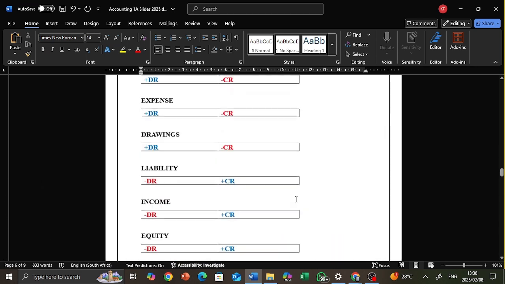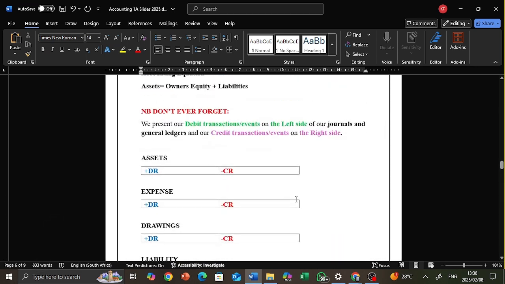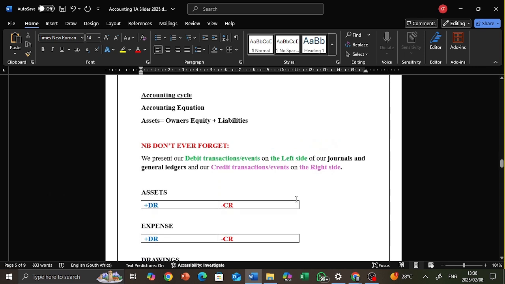This is the accounting equation. The accounting equation is assets equal owner's equity plus liabilities. Please don't get confused because I wrote it in a different way. In the UJ slides, I'm assuming they're going to write it as assets equals liabilities plus equity, which is the exact same thing. Okay? This is your accounting equation.